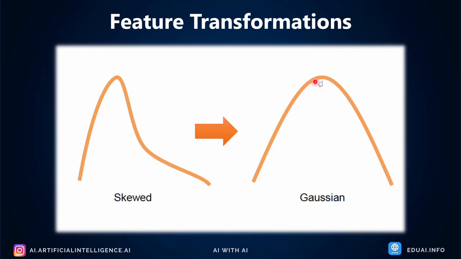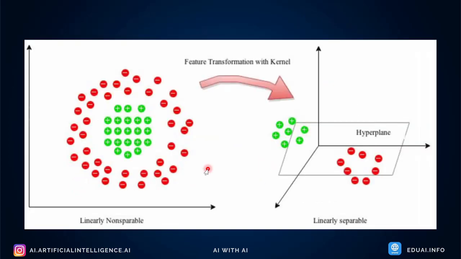If your data is normally distributed, this is Gaussian data, and this is skewed data. This is biased data, highly skewed, positive or negative, doesn't matter, but the data is not normally distributed. So this is one of the examples. Also, as you can see in the image, sometimes the data may not be linearly separable, right?